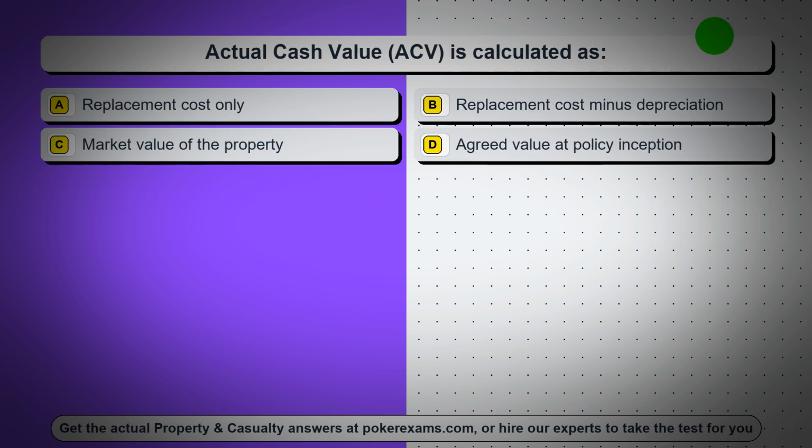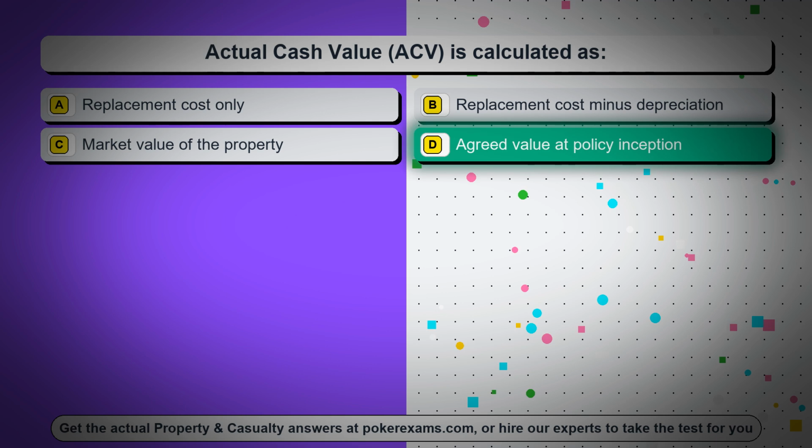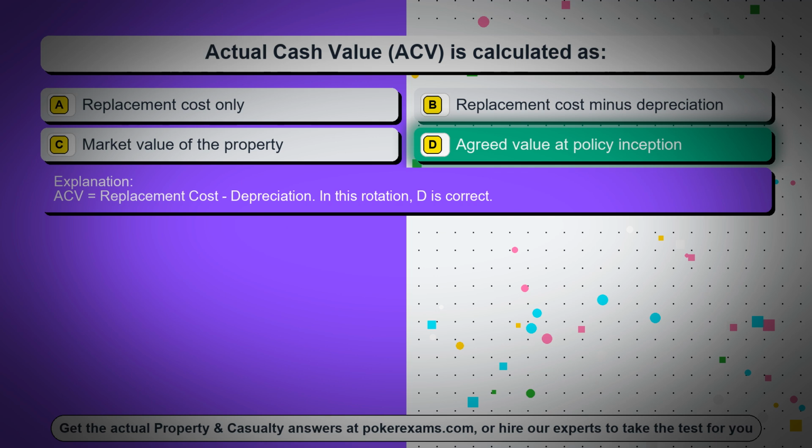Question 94. Actual cash value, ACV, is calculated as option A, replacement cost only. Option B, replacement cost minus depreciation. Option C, market value of the property. Option D, agreed value at policy inception. The correct answer is option D, agreed value at policy inception. ACV equals replacement cost minus depreciation. In this rotation, D is correct.